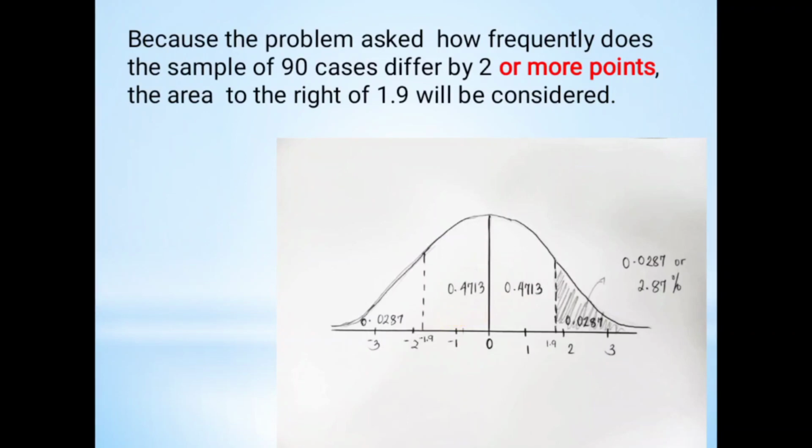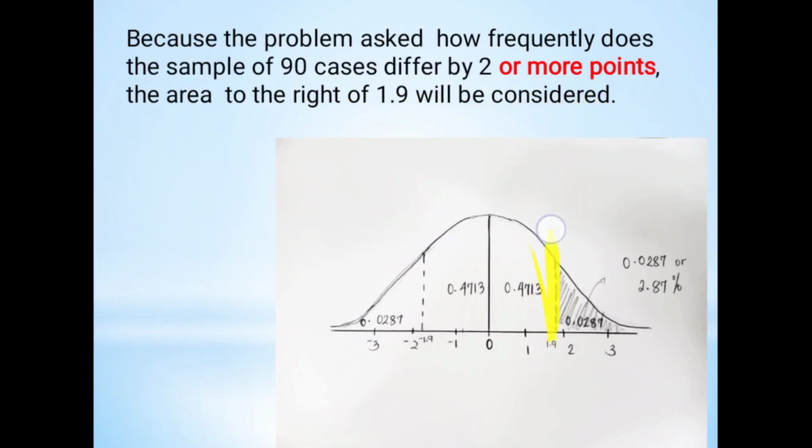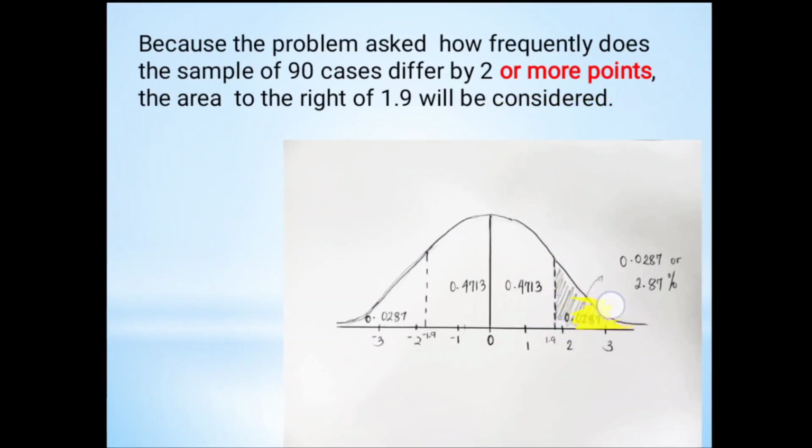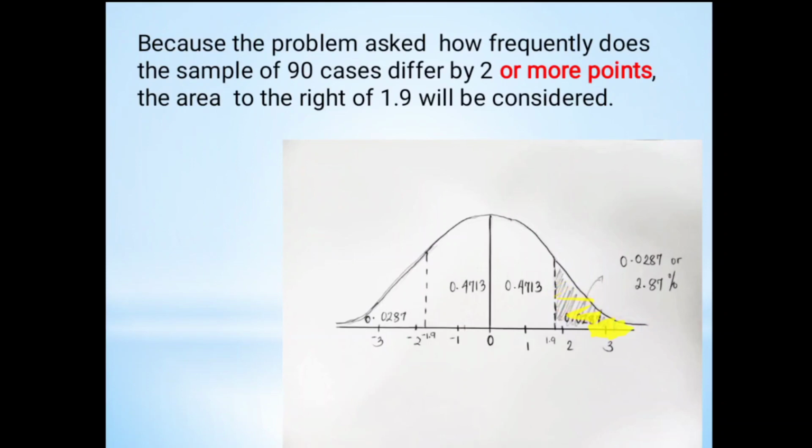So we are asked on our problem, how frequently does the sample of 90 cases differ by 2 or more points? 2 or more points. So here the difference is 2, since our sample mean is 82 and our population mean is 80, so the difference is 2. Therefore, 2 or more points means to the right of the z-score. So 1.9 to the right, okay, so we will shade this part, and we have noticed that the shaded region or shaded part is less than half of the distribution.